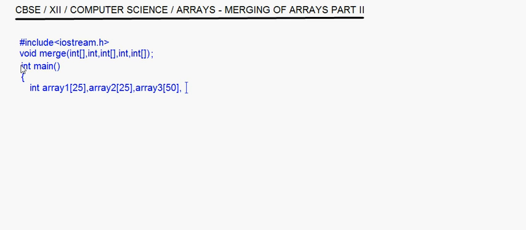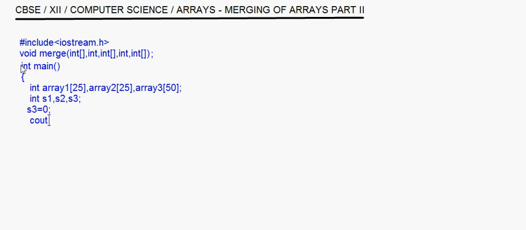And then int s1, comma s2, comma s3. I'm taking this for the size. Let's put s3 is equal to 0. s3 is the size of the resultant array, the final array. So let's keep the size as 0 now. We will change it.